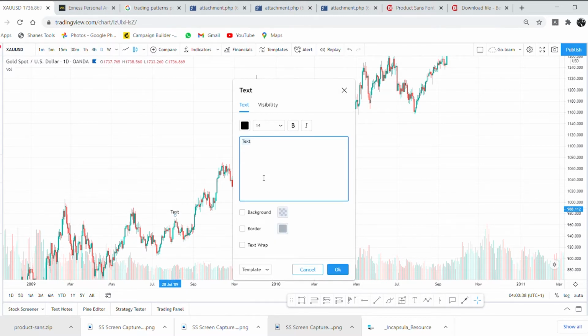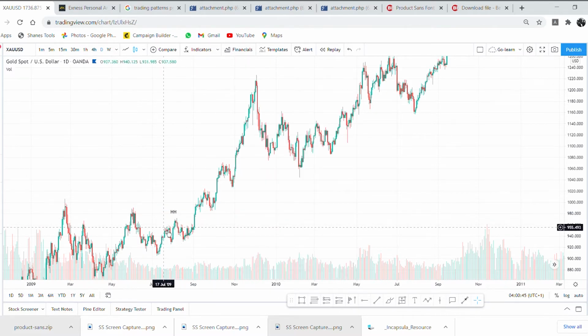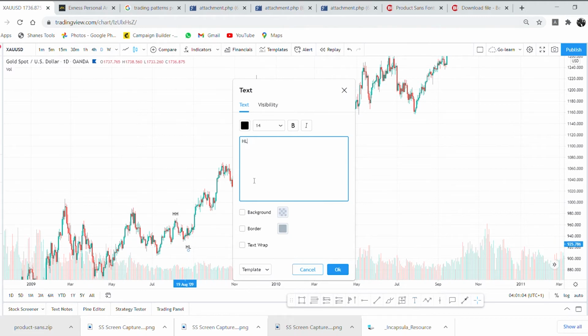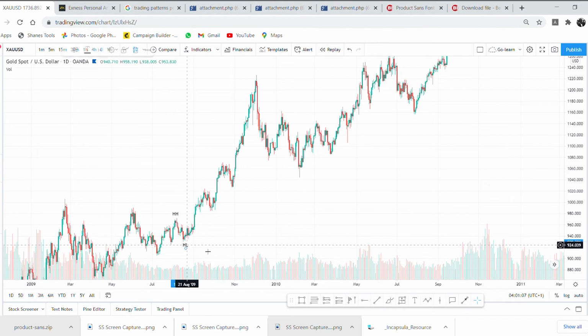Now, if we put in HH, remember this is a higher high. Why is this a higher high? It is higher than the previous. This is the trend start, this is where the trend started. But we'll be starting our higher high from here because it is higher than the previous high, which is right here. So now we have this as a higher high, and we'll have this as a higher low. Now we'll have this again as the next higher high, then this is the higher low.